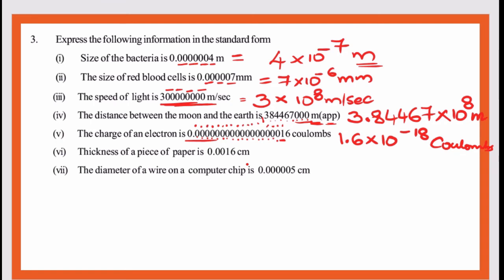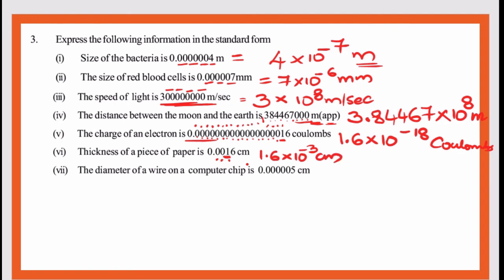Okay, next, thickness of paper. You might have seen paper, right? Paper will have a very small thickness. Now where am I going to get the first non-zero digit? It is 1, so I can write it as 1.6 into, so count the number of digits after the decimal place. 1, 2, 3, so I can write it as 10 power minus 3 centimeter.